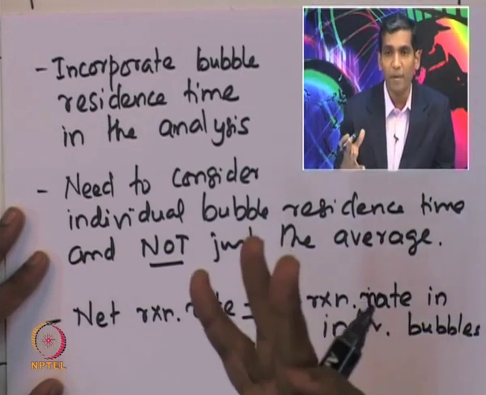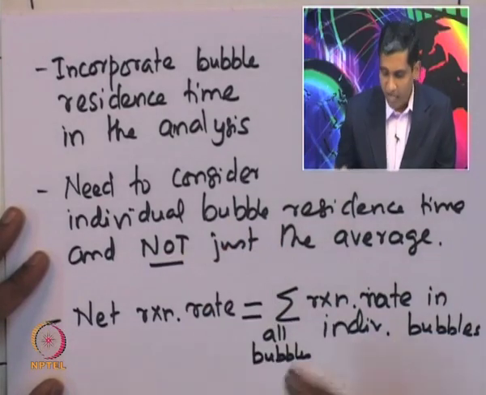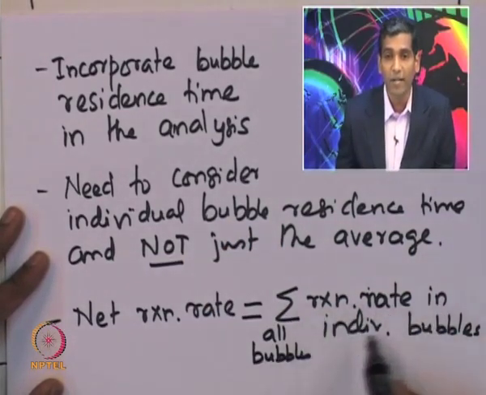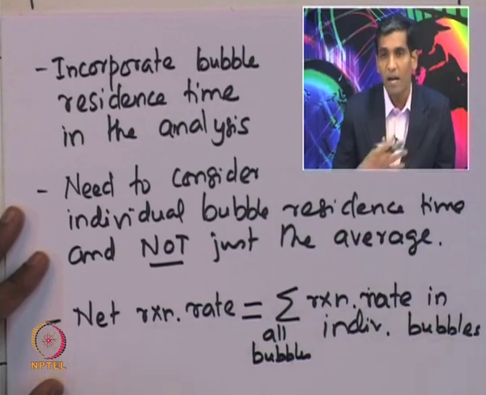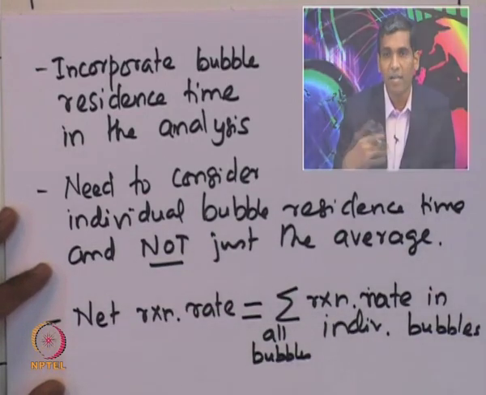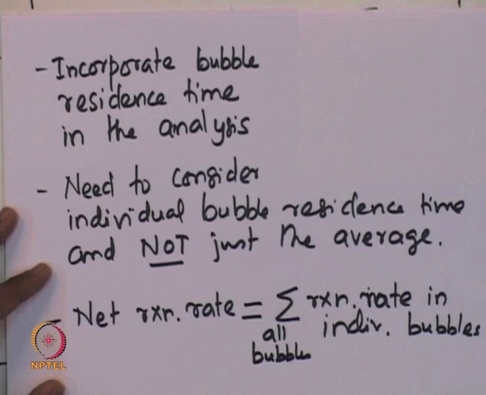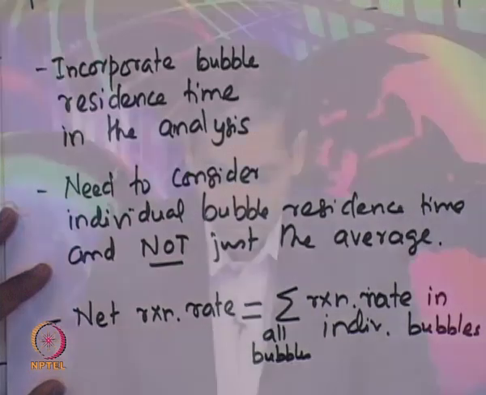So, if there are 100 bubbles inside the reactor, then one needs to find out what the reaction rate is in each of these 100 bubbles and sum them all, and that gives you the net reaction rate inside the reactor. Net reaction rate here refers to the observed total reaction rate and not the intrinsic reaction rate.